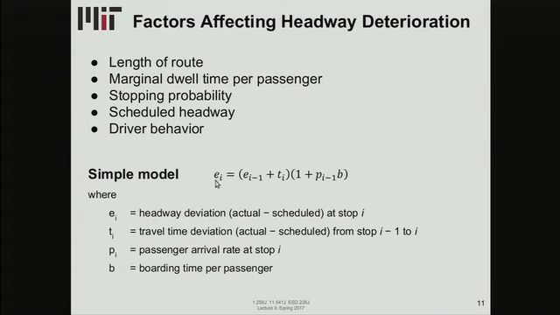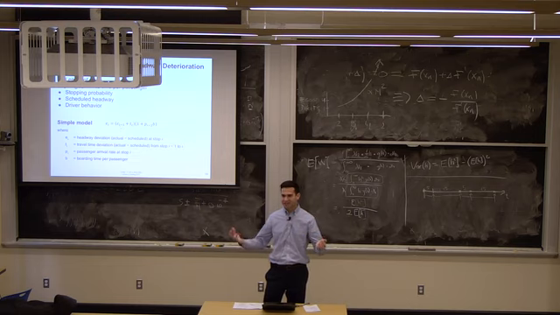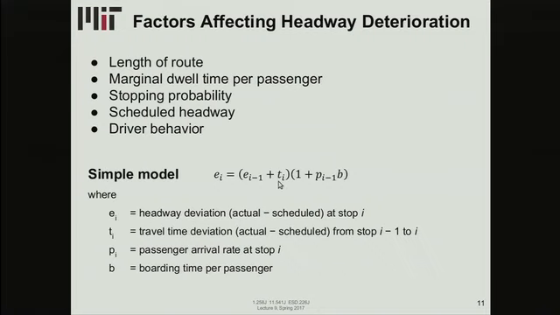So you start out, you go from one stop to the next, right? And the deviation of headway you see at some stop is going to be a function of what the deviation was at the previous stop, right? So if you're already delayed, your chances of being delayed at the next stop are higher. That should make sense. Then you add the effect of running from that previous stop to this stop. If you're particularly slow doing that, then your delay will increase, right? If you try to drive fast to make up for that, then TI will be negative and it will decrease the impact on headway deterioration.